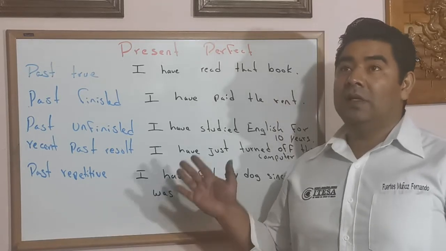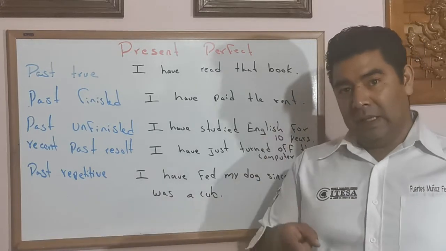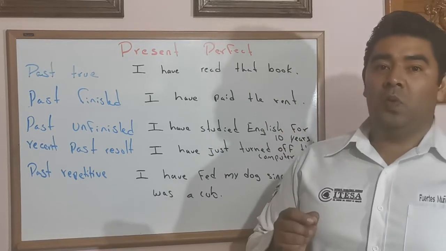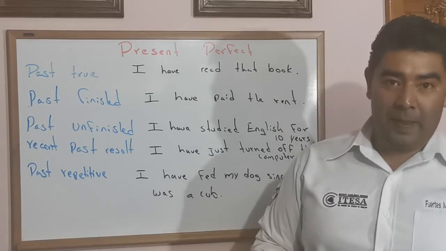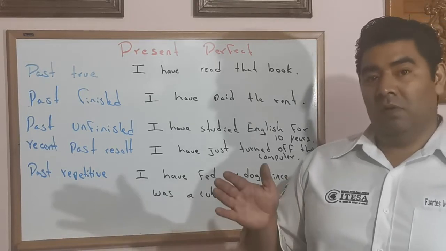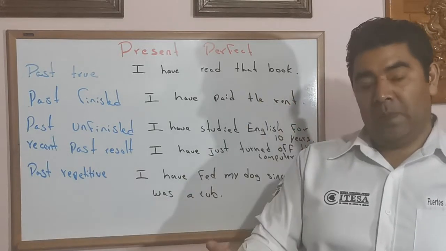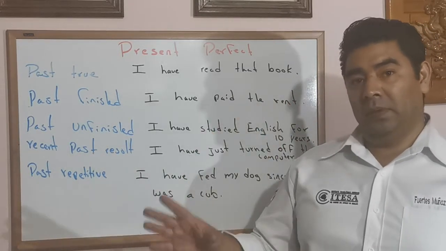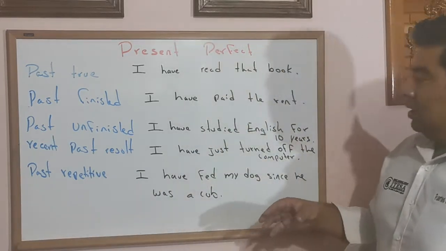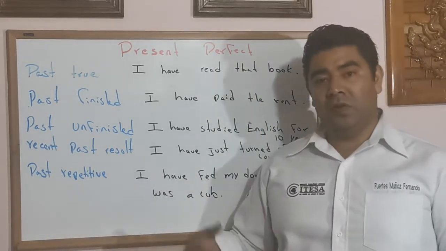Si tú no sabes el verbo en pasado participio, ahí tendrás el problema. La estructura no es difícil. So that's why it's really important to work with the verbs. Okay? To work with the three forms of the verb: the infinitive, the simple past, and the past participle. Okay? And well, let's just continue with this. So I was telling you, repetitive actions or events.